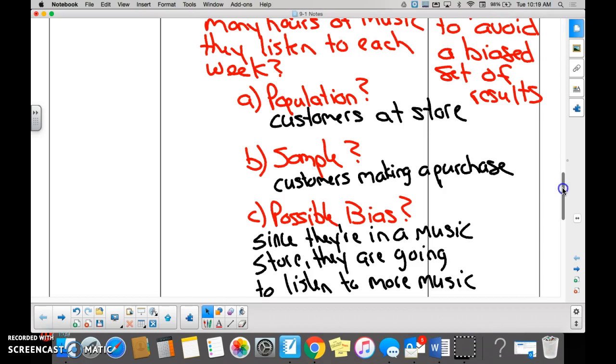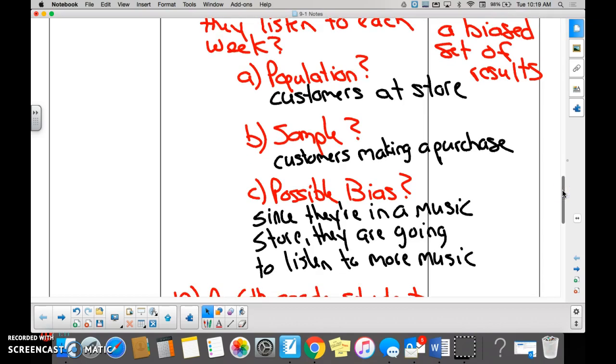And then we were asked to list a possible bias. The possible bias says, since they're in a music store, they are going to listen to more music. We said that would maybe be one possible bias. What else could be a bias beyond that? Think about the sample people. What else could be a bias?